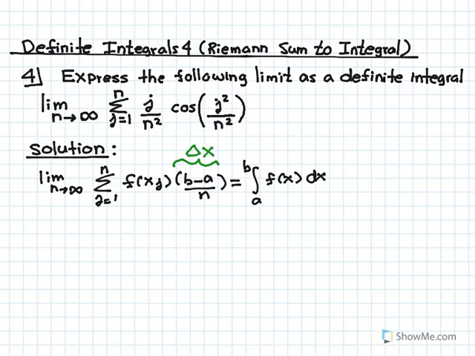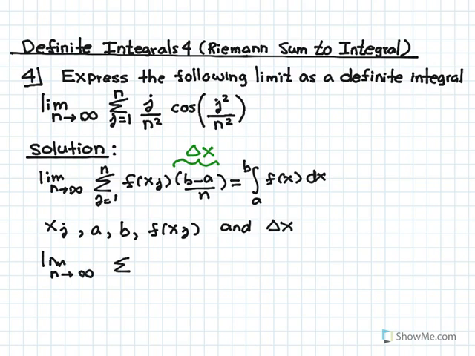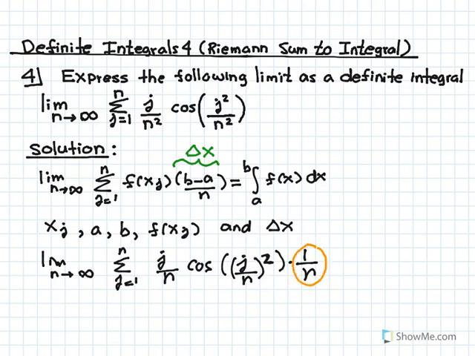Alright, the key to solving this question is pattern recognition. So let's find xj, a, which is the lower limit of the integral, b, the upper limit, the function f of xj, and delta x. Okay, let's rewrite this in a way that shows xj and the delta x. Limit n goes to infinity, j goes from 1 to n, j over n, cosine of j over n all squared, times delta x, which is 1 over n. So this is delta x, 1 over n, that's delta x.